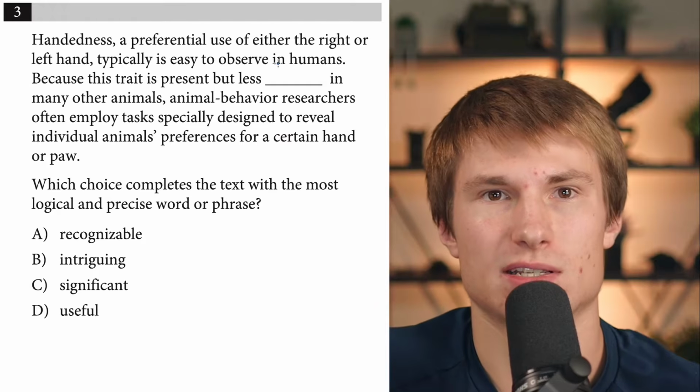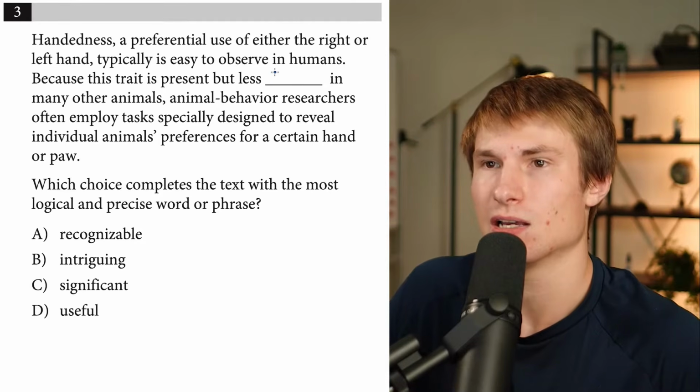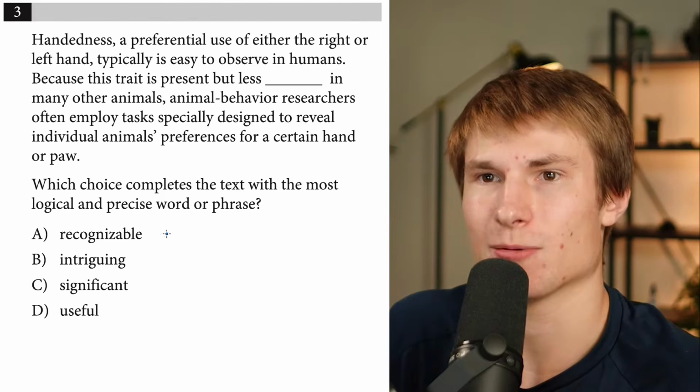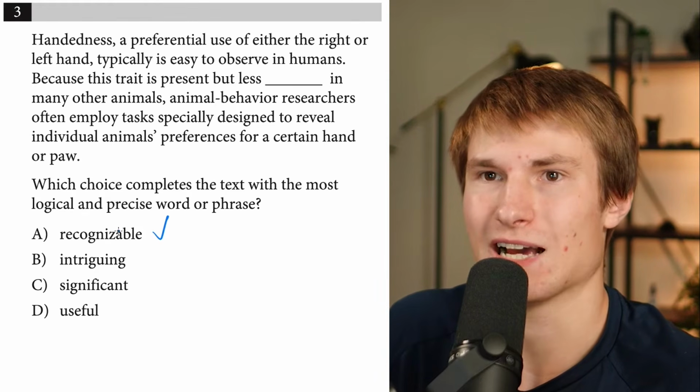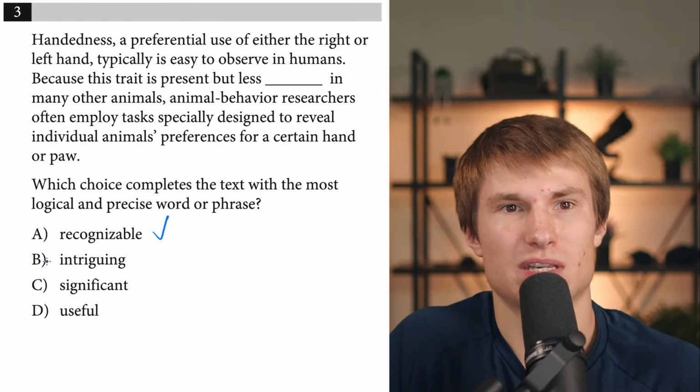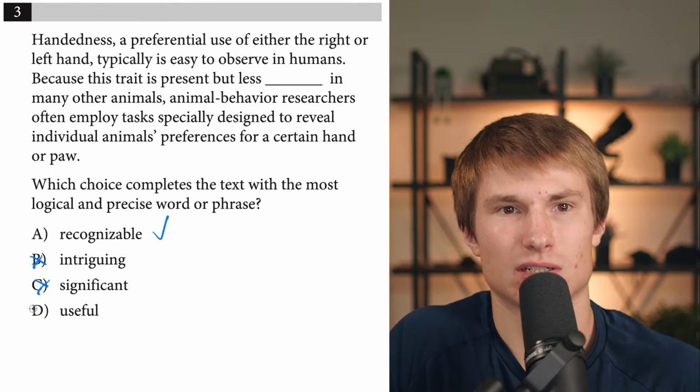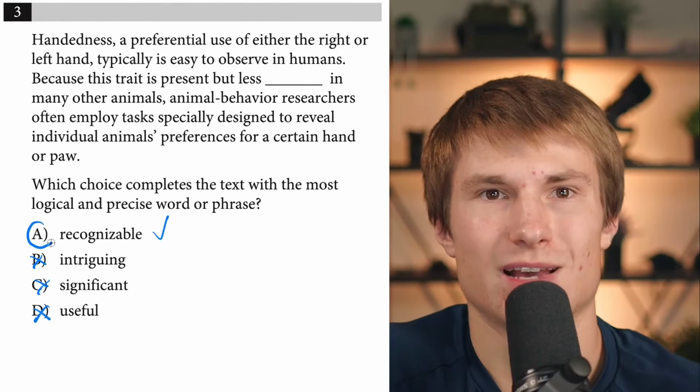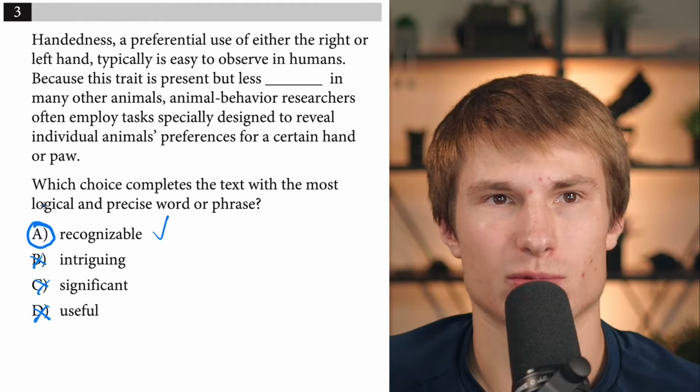All right, so we see that it's easy to observe in humans, but probably less easy to observe in many other animals. So we have option A, recognizable. That would make sense. It's less recognizable in many other animals. B, intriguing wouldn't make sense there. Significant wouldn't. Useful also would not. Okay, it would be less recognizable in other animals. So our answer would have to be A.